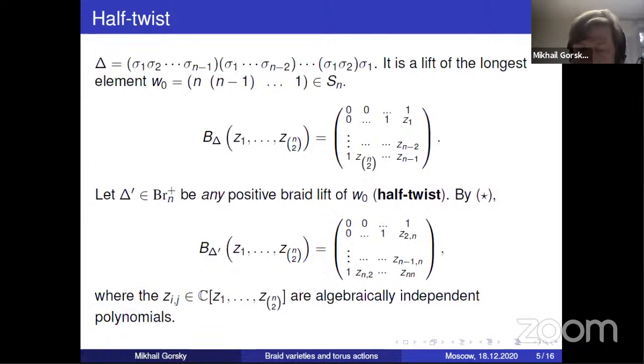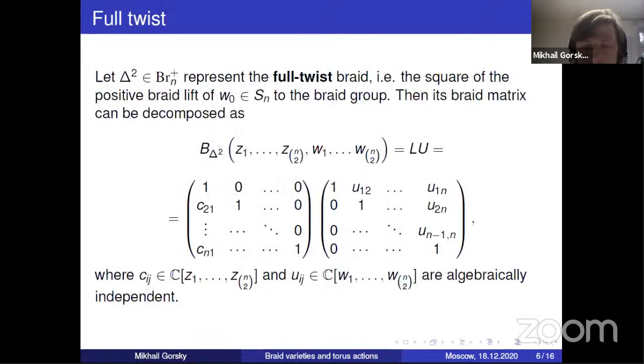So this is an example of half twist, and the full twist is the square of the word on the previous slide, and it has an LU decomposition. One can check that we have some parameters Cij and Uij which depend on Z and W respectively, but they are not just Z and W, they are something more complicated.